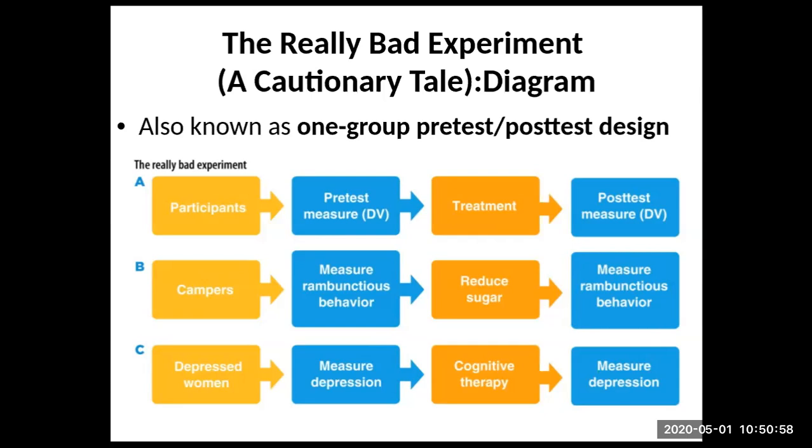Let's try another example before we try and figure out exactly why this is such a bad experiment. We have a group of depressed women. All of them are depressed. So, of course, as our pretest, we measure their depression. Sure enough, on average, they're all pretty moderate to severely depressed. Then we give them cognitive therapy, and then we measure their depression again after the therapy. Again, really bad experiment.